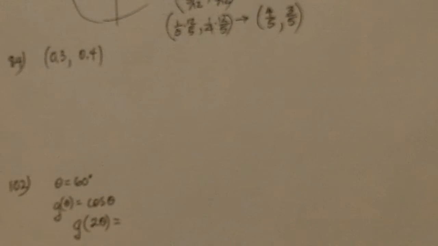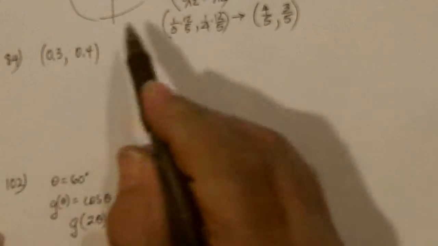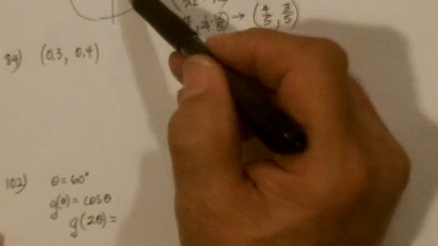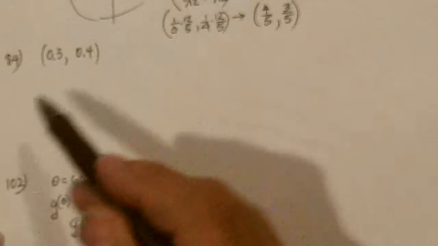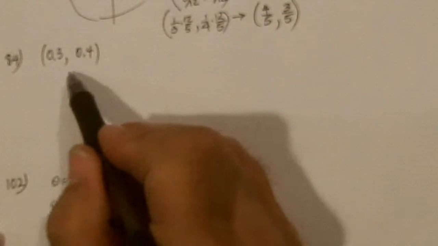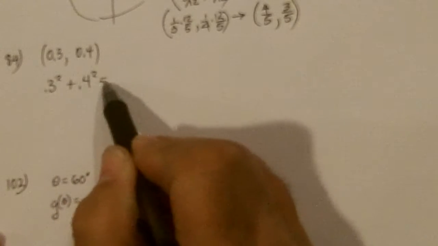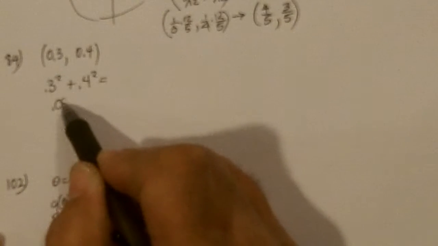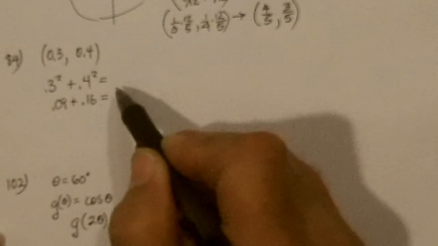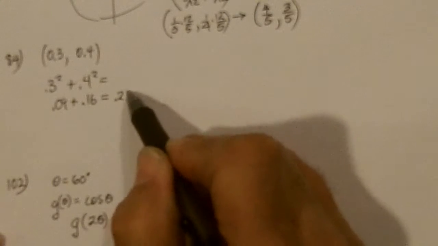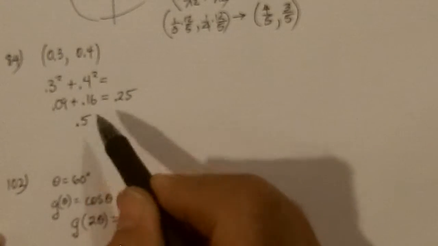And we get to do this one more time, and this is going to be very close to the same stuff, because 0.3 and 0.4 isn't going to get you there, so you're going to have to stretch it a little bit. So 0.3 squared plus 0.4 squared is 0.09 plus 0.16, which is 0.25, and if we take the square root, we get 0.5.